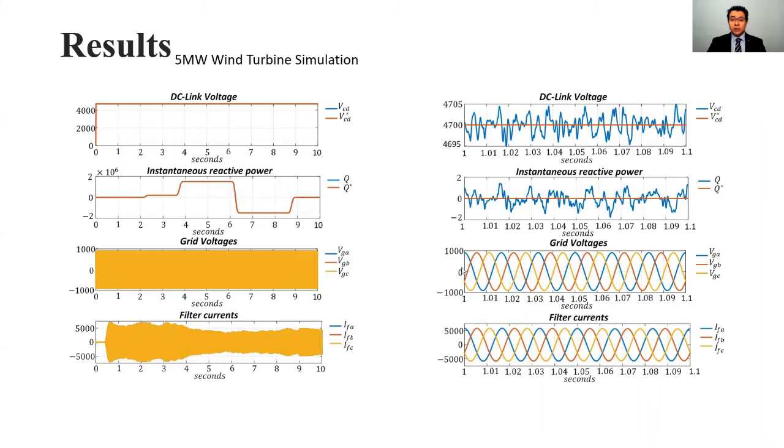Zooming in on the first second, we observe that the DC-link voltage varies 5 volts around its desired value. This effect is due to the changing nature of the wind, which is never constant. This effect is also present in the reactive power graphs. Nevertheless, these variations are quite small. Finally, notice that the electricity generated by the wind turbine is in phase with the electrical grid.